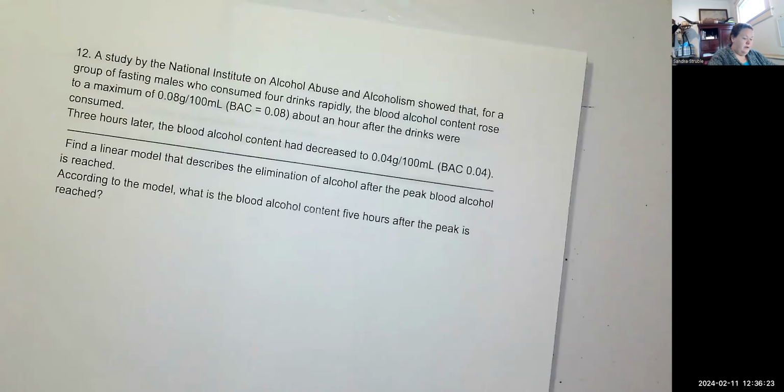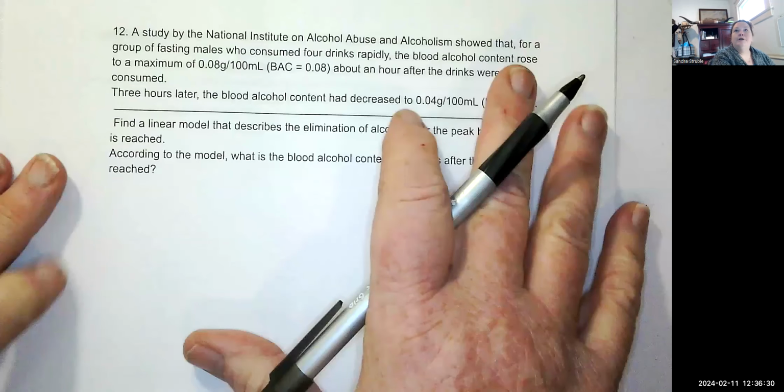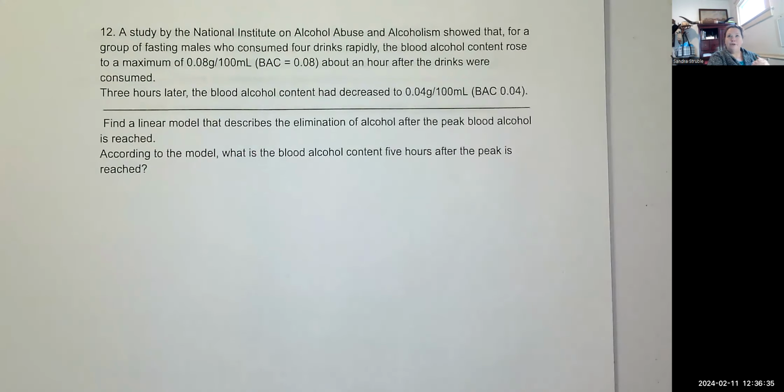Number 12. A couple more of these. We've got a bunch for linear functions. A study of the National Institute of Alcohol Abuse and Alcoholism showed that for a group of fasting males who consumed 4 drinks rapidly, the blood alcohol content rose to a maximum of 0.08 grams per 100 milliliters. That's the limit when you start getting ticketed. This was about an hour after the drinks were consumed.